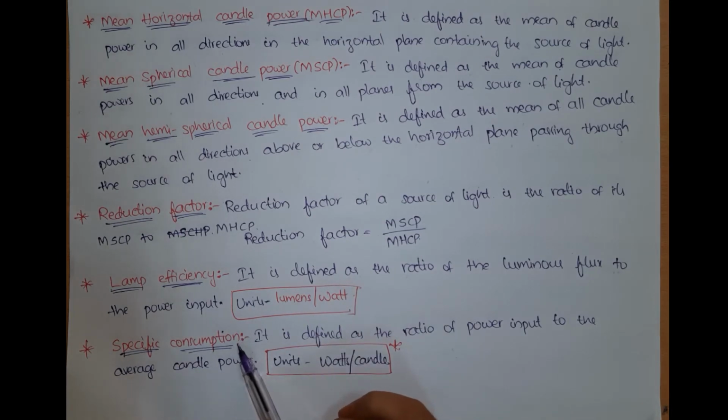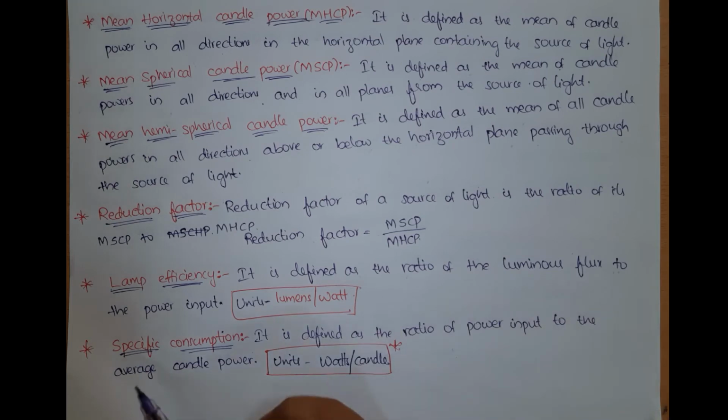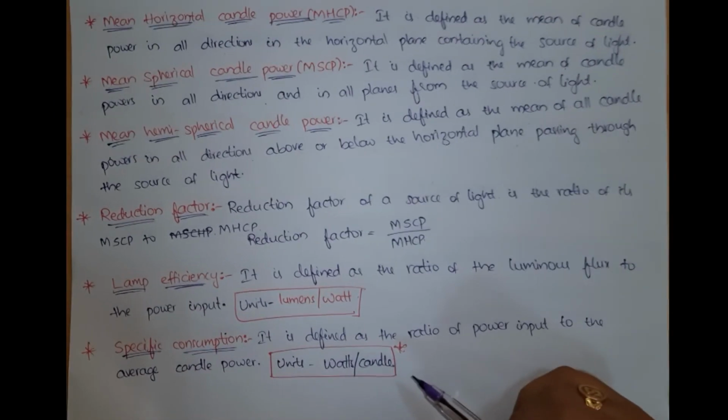Next, coming to specific consumption. Consumption means how much energy we are utilizing. So it is defined as the ratio of power input to the average candle power. So the unit becomes power input in watts and candle power in candles, CP. This is about specific consumption.